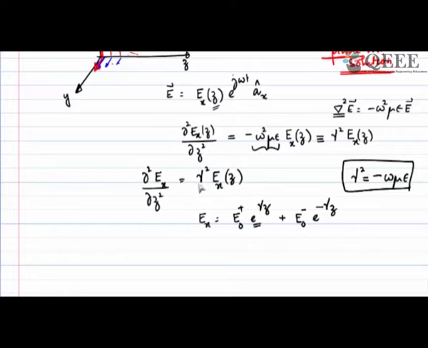If I substitute Ex as a e power gamma z, the first differential will give me gamma, and the second differential will give me gamma square. So that satisfies. If I substitute it as a e power minus gamma z, the first differential will give me minus gamma times the function, and the second differential will give me plus gamma square. So both plus and minus are solutions. So I am writing the general solution. The general solution is a linear combination of e power gamma z and e power minus gamma z.